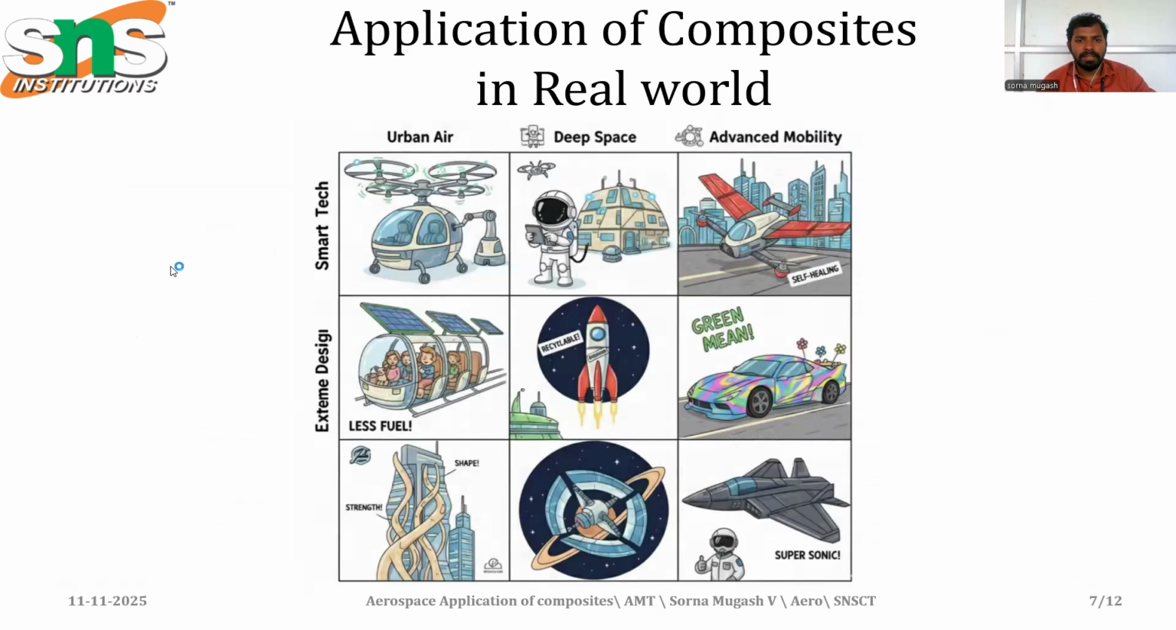And the applications of composites in the real world. Composites are extensively used in aircraft wings, fuselage sections, control surfaces, helicopter rotor blades, satellite structures, unmanned aerial vehicles, and rocket motor casings. For example, the Boeing 787 Dreamliner uses nearly 50% composite by weight, making it one of the most fuel-efficient commercial aircraft in the world.